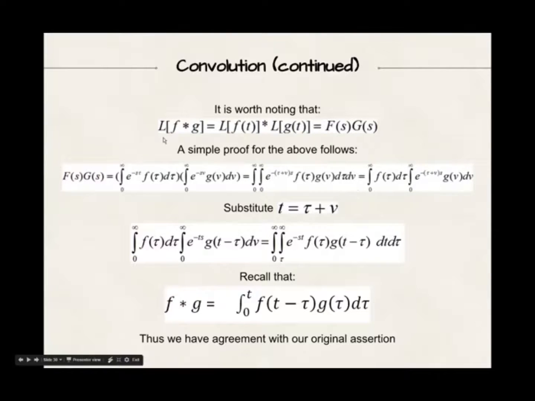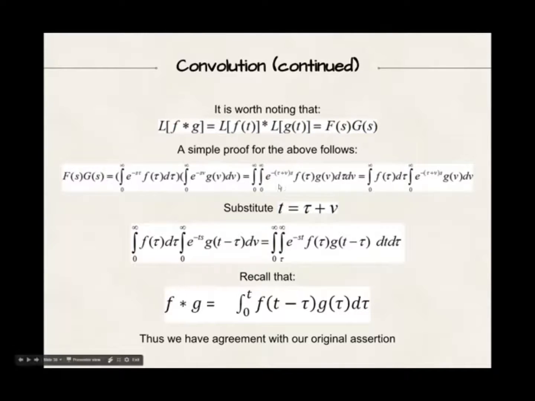It is worth noting that the Laplace transform of f convolved with g is equal to the Laplace transform of f of t times the Laplace transform of g of t, which would then be equal to big F of s times big G of s. A simple proof for that is as follows. You have big F of s times big G of s is equal to the integration of e to the negative s tau times f of tau d tau from 0 to infinity, times the integration of e to the negative sv times g of v dv from 0 to infinity.